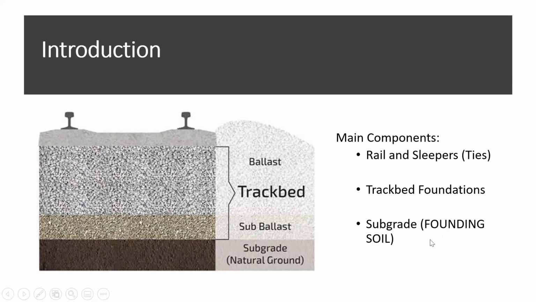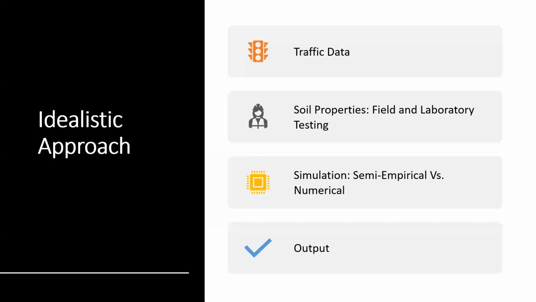That's the soil transmitting, or this is the soil that needs to be able to carry and sustain the load for the design period of your railway embankment. So an idealistic approach when dealing with this problem is you have traffic data. This is very, very important, very vital, because it means a lot of money.